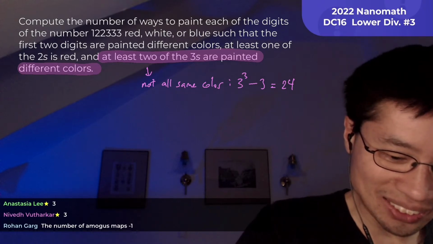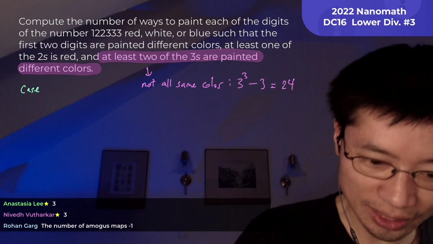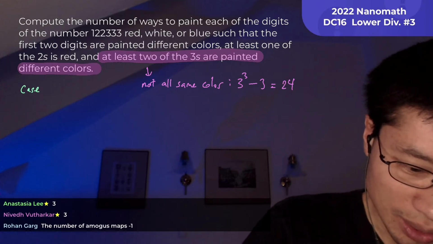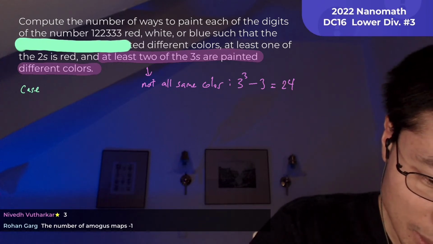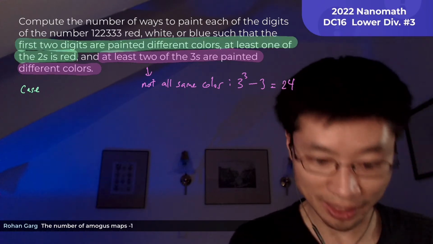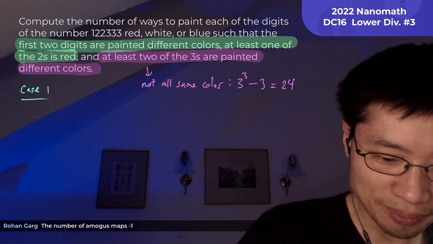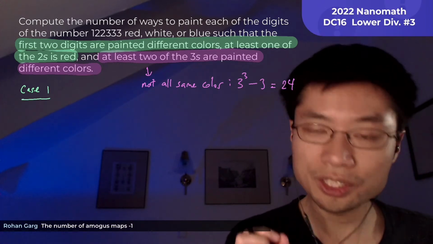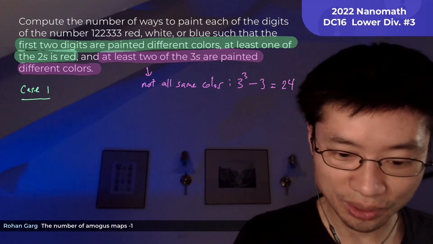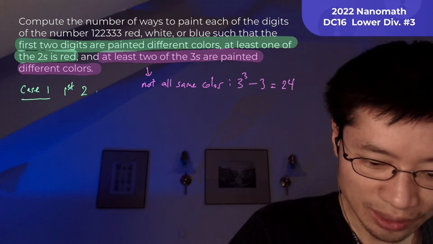Okay, so I'm going to do case 1. I'm now going to do the 1, 2, 2 stuff. Well, let me just use colors to indicate what I'm doing. So the first two digits are painted different colors, and at least one of the twos is red. That's my green stuff. And so for the green thing, I'm going to break into two cases. Case 1, which is that the first two is red, and case 2 is that the first two is not red. So first two is red.